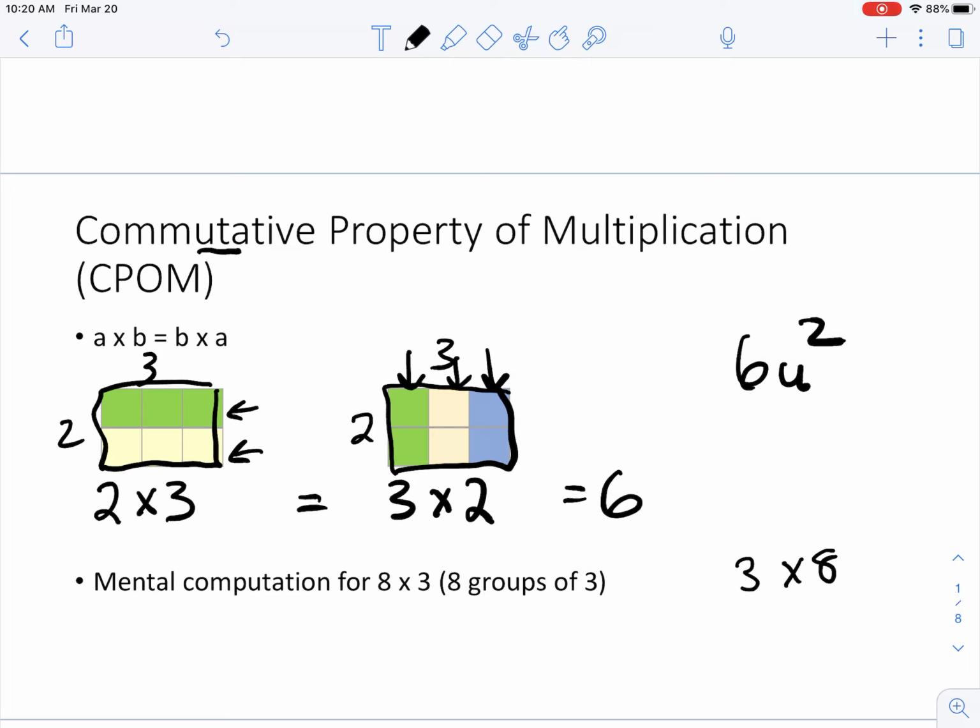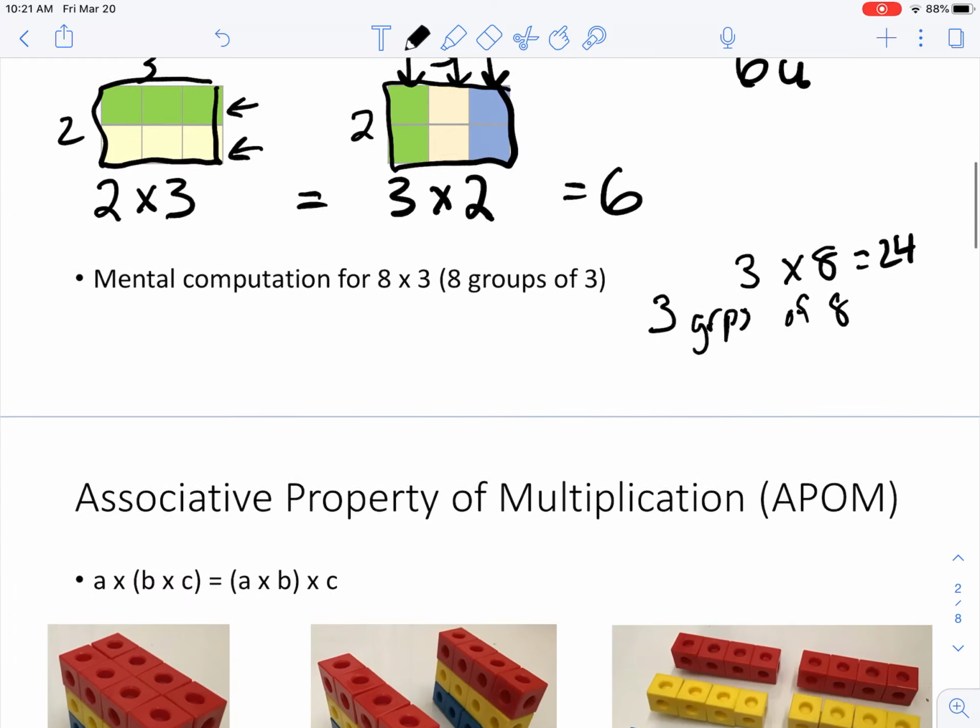Our definition of multiplication says 8 times 3 is 8 groups of 3. New multipliers, new students with this, will think of this as 3 plus 3 plus 3 plus 3. That's a lot of 3's to add up. It's easier to think about this as 3 groups of 8. So 3 groups of 8, that's 8 plus 8 plus 8: 8, 16, 24. We have 24 right here. It doesn't matter which order you multiply, you'll get the same answer.